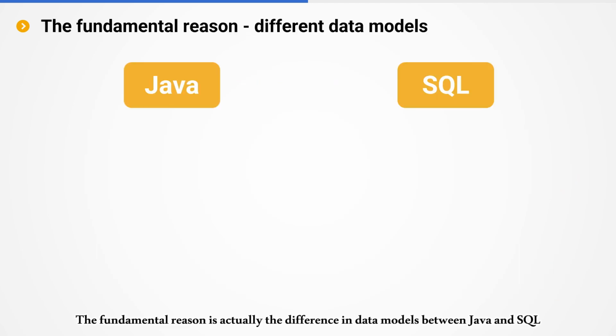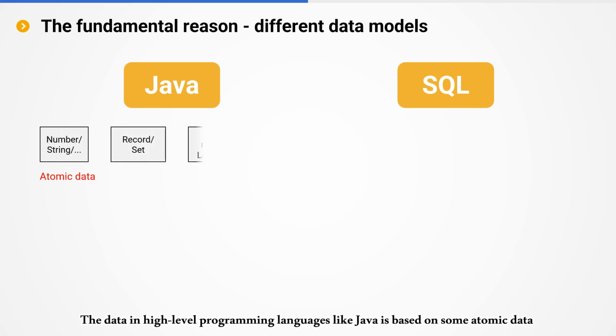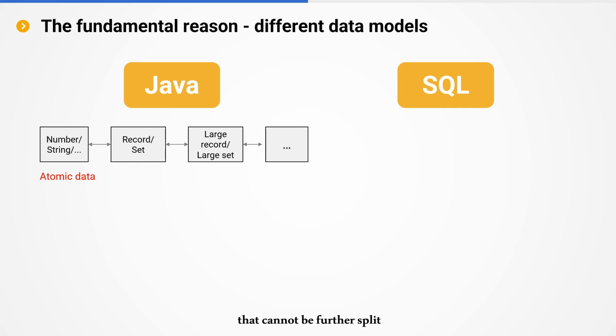The fundamental reason is actually the difference in data models between Java and SEQL. The data in high-level programming languages like Java is based on some atomic data that cannot be further split, such as numbers and strings. Atomic data can form more complex data such as sets and records, which are also some kind of data, and can also be combined into larger sets and records.